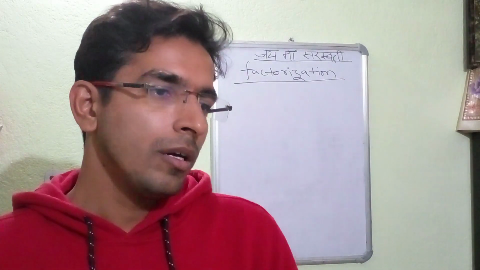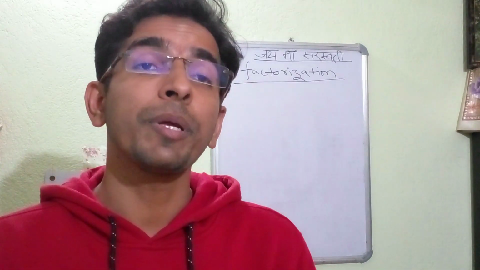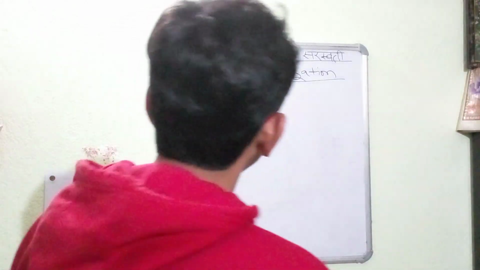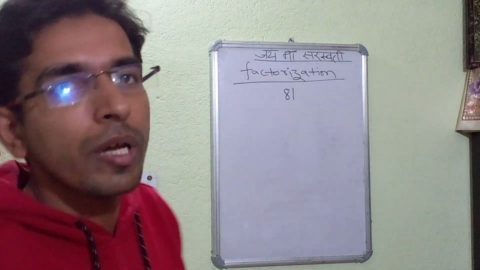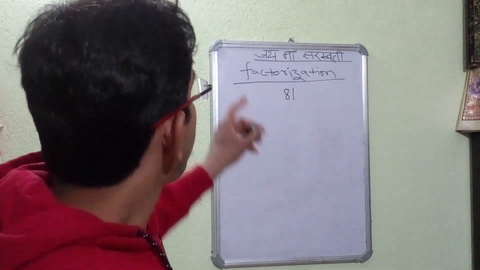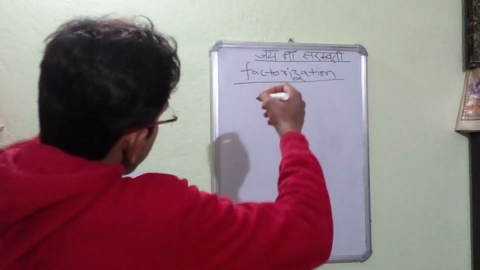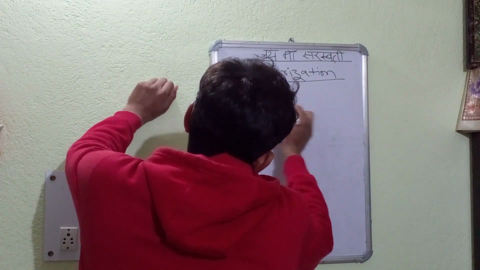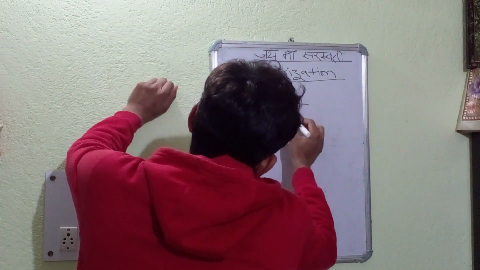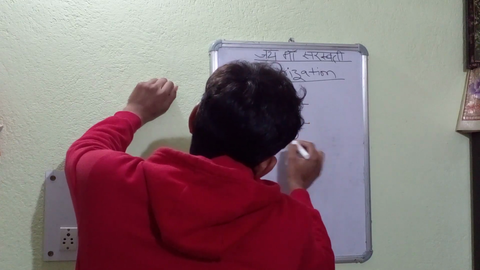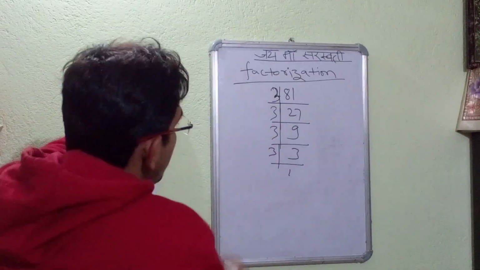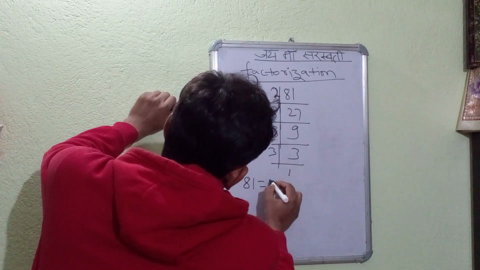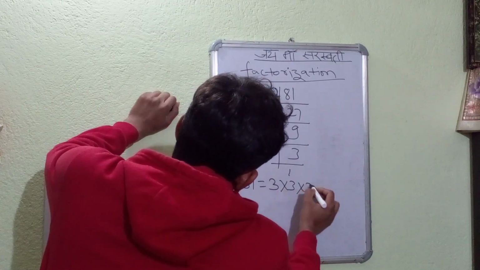So the factorization, as we had studied also in our previous classes. Suppose we take a particular number, 81, and we are factorizing it like this: 3, 27, 3, 9, 3, 3 and 3, 1. So if we are elaborating 81, we can write it as 3 into 3 into 3 into 3.